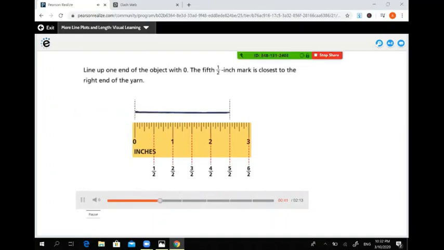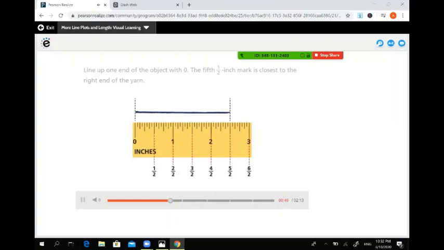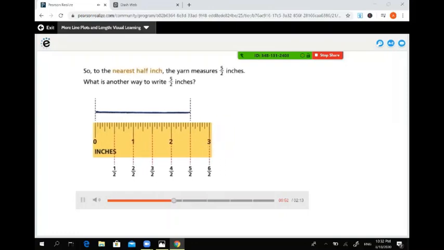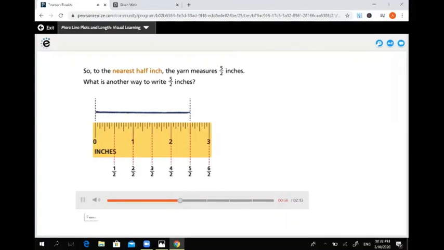Line up one end of the object with 0. The 5th 1/2 inch mark is closest to the right end of the yarn. So, to the nearest half inch, the yarn measures 5/2 inches. What is another way to write 5/2 inches?